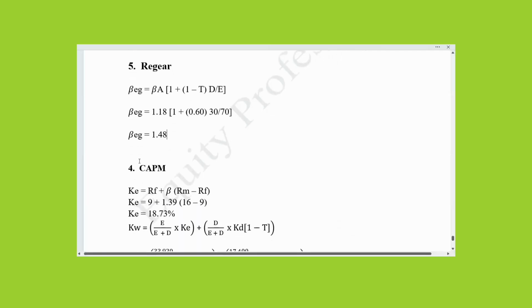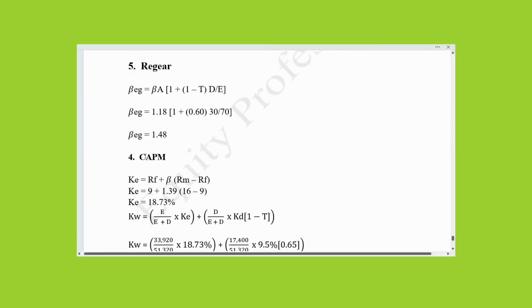Then step 6, we calculate cost of equity using CAPM. Examiner says you should calculate cost of equity using CAPM. Ke.